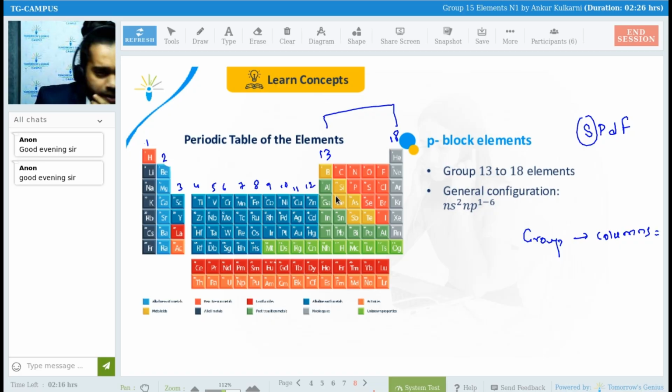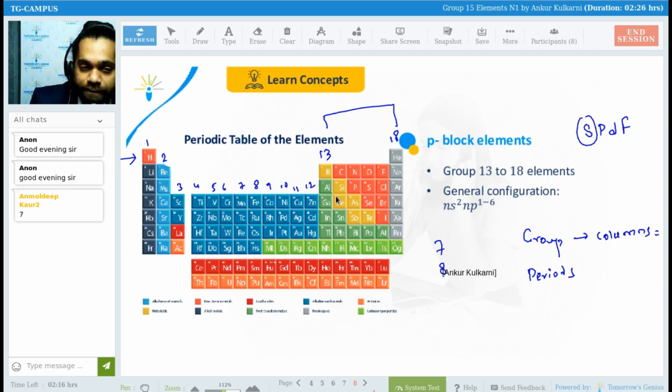And how many periods are there? The horizontal rows are the periods. How many periods are there, everyone? Is it 7 or is it 9, or is it 8? Okay, everyone is saying 7. 1, 2, 3, 4, 5, 6, 7.